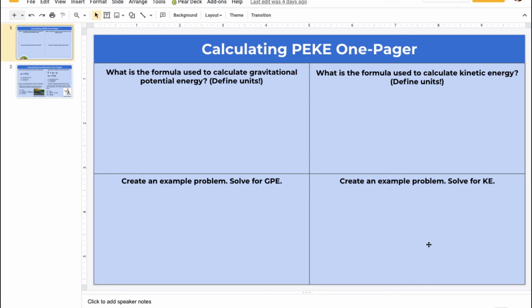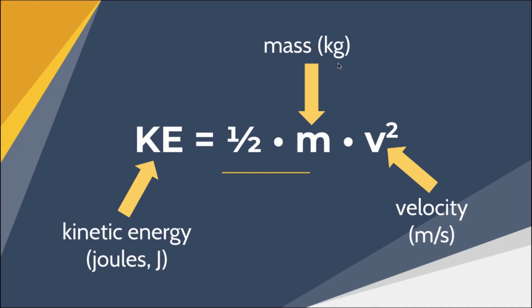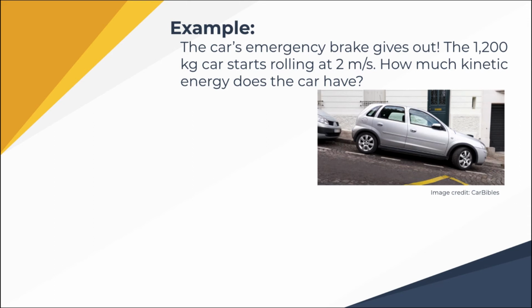Back to your one-pager in the top right box, write in the formula that you just saw and also explain what the m, the v, and the KE stand for. So go ahead and pause the video while you copy down this formula. Here's an example of using that formula.